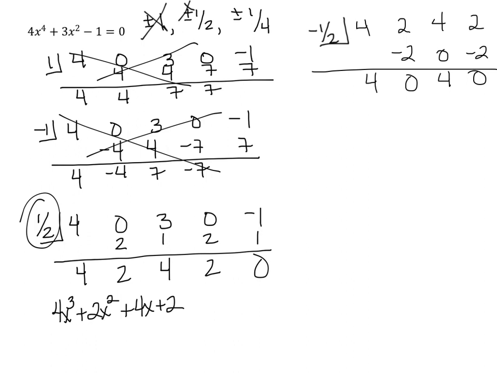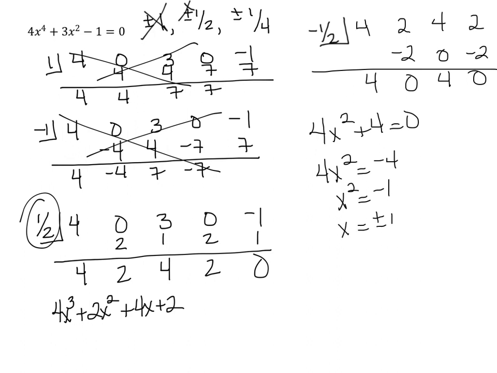And we're left with 4x squared plus 4 is equal to 0. Now that we've got it down to a quadratic, we can find the remaining roots. So my 4 roots are 1/2, negative 1/2, i, and negative i.